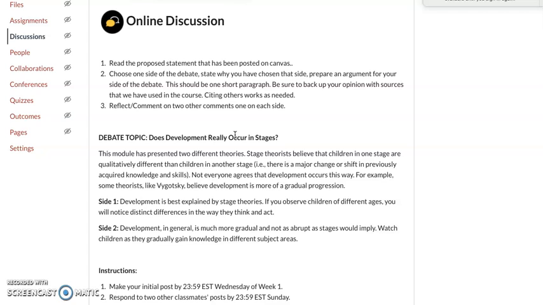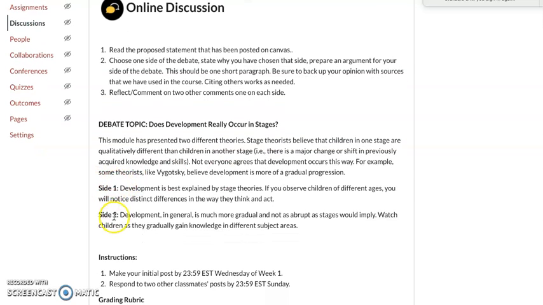So our debate topic this week is, does development really occur in stages? And so it talks about here in this little paragraph that not everyone agrees that development occurs this way. And then you have two sides that you can side with. What you're going to do is you're going to say, I side with side one. And you are going to reflect back on your readings and the videos that we watched. And you're going to cite some of those resources to really ground your thinking in.